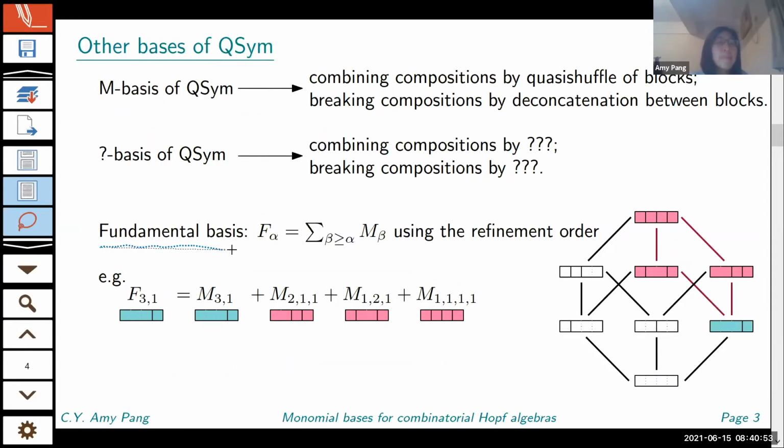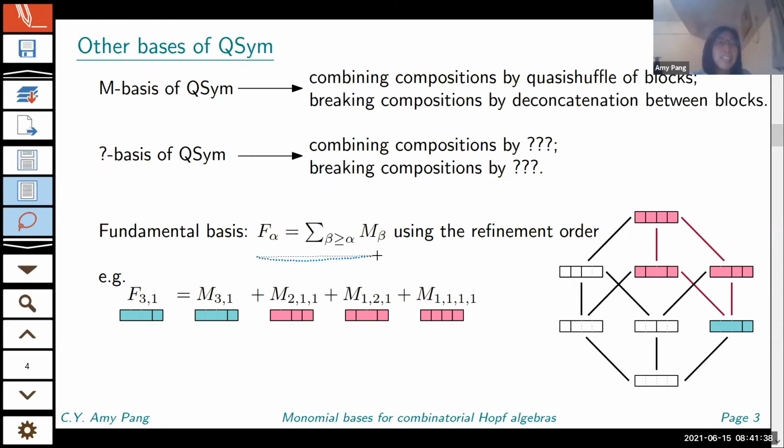So I can look at the fundamental basis, for example, which I'm going to define using a poset. So this is a poset by refinement. What happens here is that every cover relation is you add a division. You add a black line somewhere in the diagram. And if you want to calculate what is F31, then you find 3,1 in this diagram, and you look at what is above it in the partial order, meaning what you can obtain by adding extra divisions to 3,1, and you just add up all those monomials.